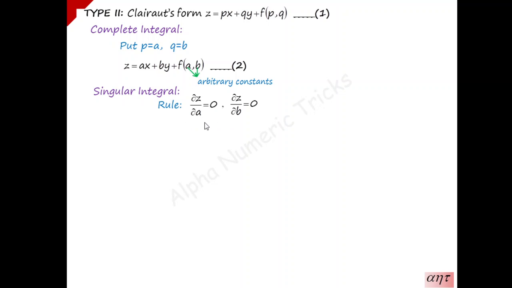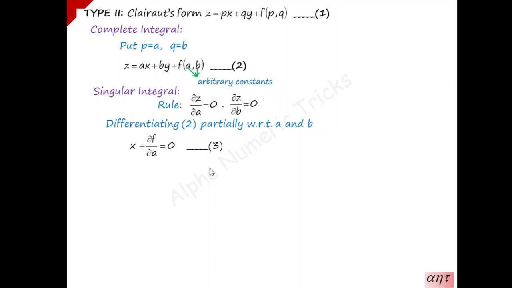Here a and b are arbitrary constants, so we are using the rule ∂z/∂a = 0 and ∂z/∂b = 0. Now you have to differentiate equation 2 partially with respect to a and b. When you are differentiating equation 2 with respect to a, then ∂z/∂a, which is 0, is equal to the differentiation of ax with respect to a, which becomes x, plus the differentiation of by with respect to a, which is 0 because by is constant, plus the differentiation of f with respect to a, which is ∂f/∂a. So we get x + ∂f/∂a = 0.